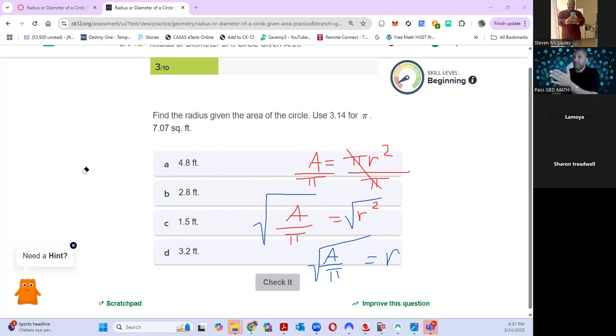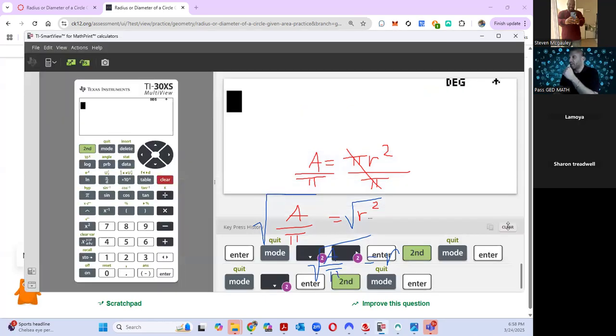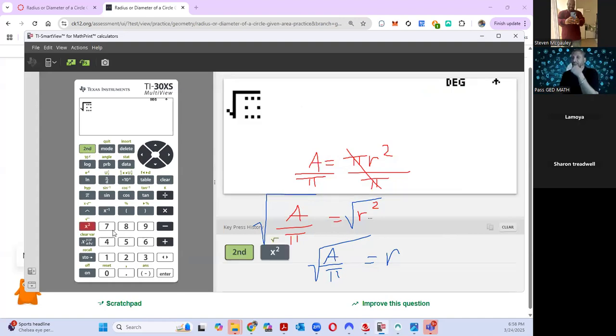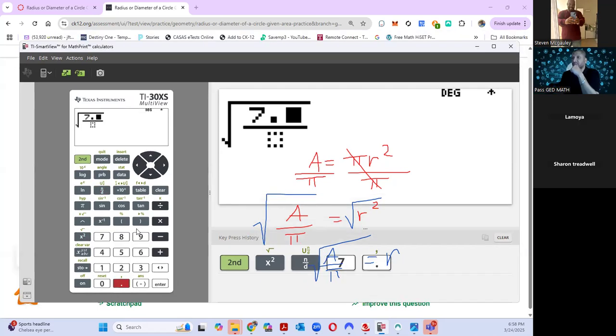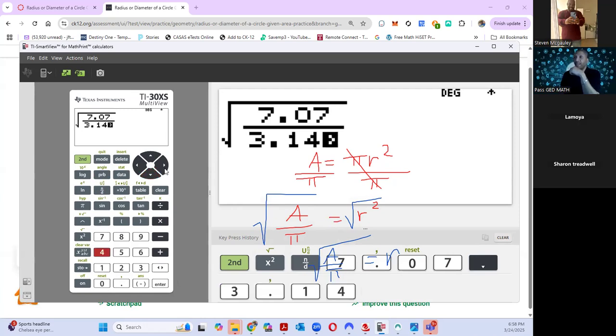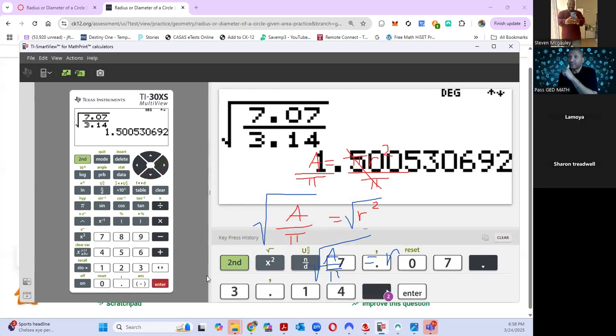So the square root of area divided by pi is equal to r. I'm going to grab my calculator and clear everything out so you can see it. I'm going to hit second, and then x squared. My area was 7.07, divided by my pi, which was 3.14. I'm going to get out of my square root, hit enter, and I see my answer is 1.5.